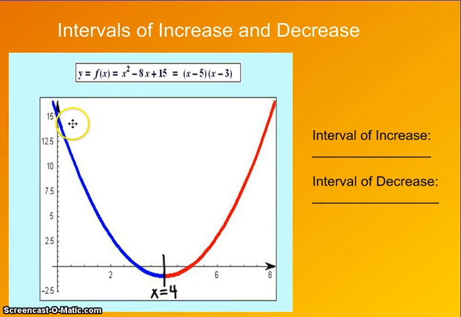Alright, so taking a look at this graph, the blue side is falling, so that would be decrease. And the red side is growing, so it would be increase. So the interval of increase is going to be any x number that is greater than 4. And the decrease is going to be any x number that is less than 4, because 4 is our axis of symmetry.